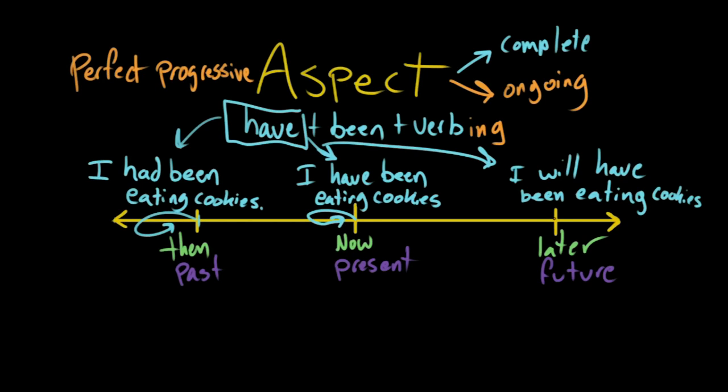Or you can use the perfect progressive to say how long something has been going on. So you can say, I will have been eating cookies for 40 years come next Thursday and I have no regrets. You can say how long something has been going on using this aspect. But you get the idea. So the perfect progressive is formed by combining have, and have is the part that changes, I had been, I have been, I will have been, with been, and the verb in question with an ing ending.